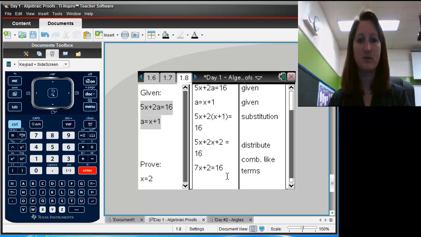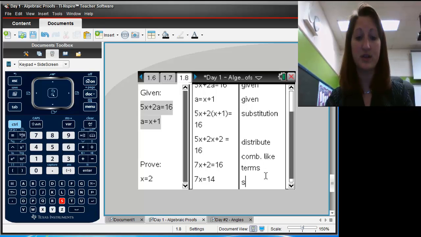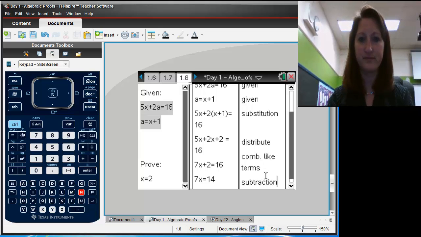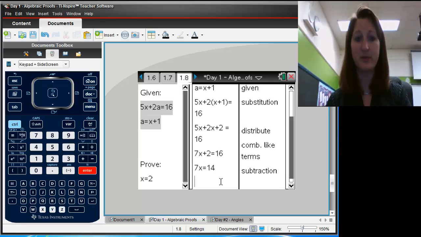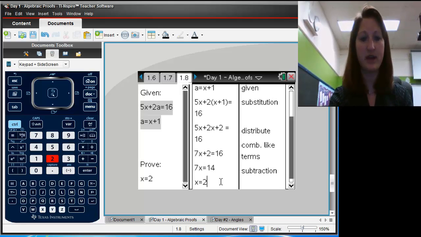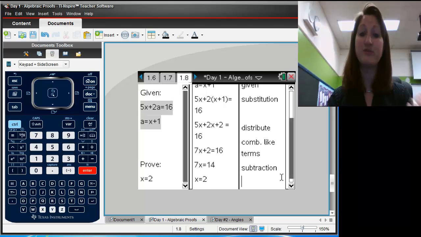Now, next thing we would do is subtract 2 from both sides. So we would get 7x equals 14. What we did there is subtraction, so that's our reason. And then the last thing would be to divide both sides by 7, and we would end up with x is equal to 2. We divided both sides, so that's our reason, division.